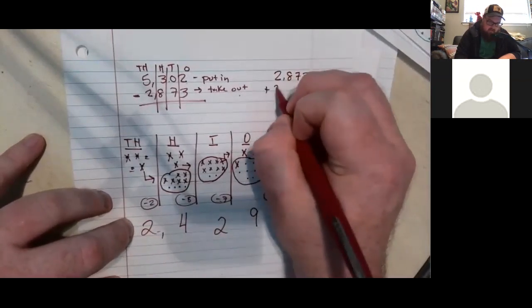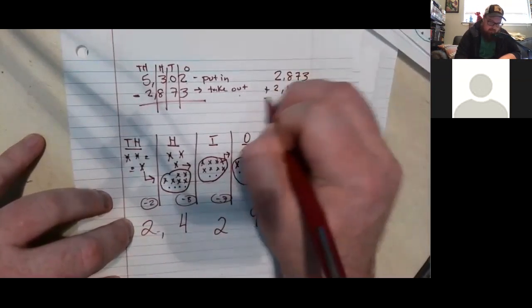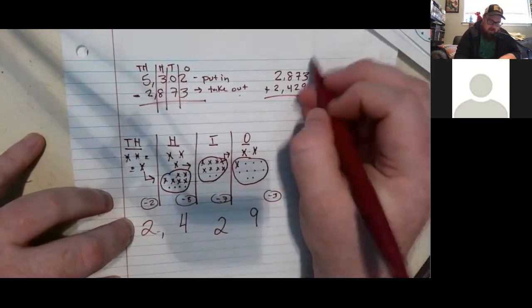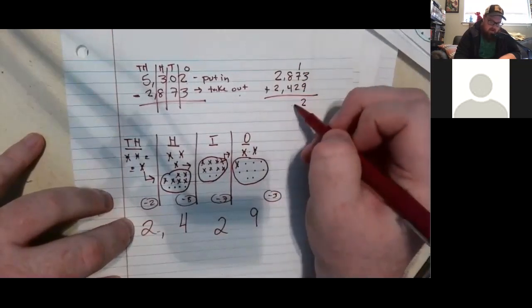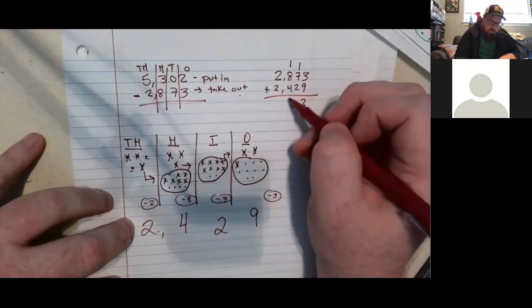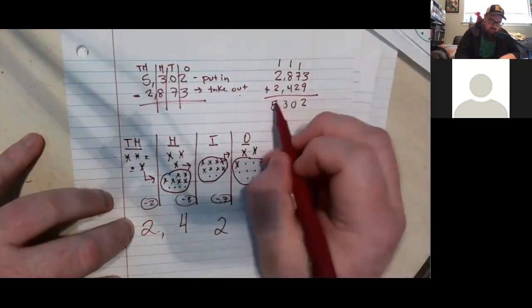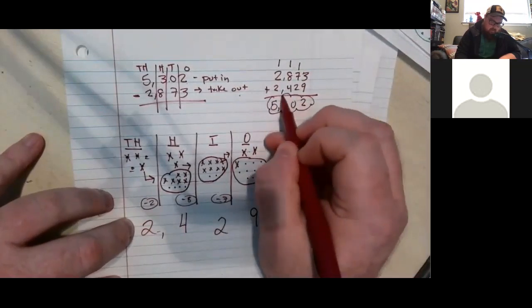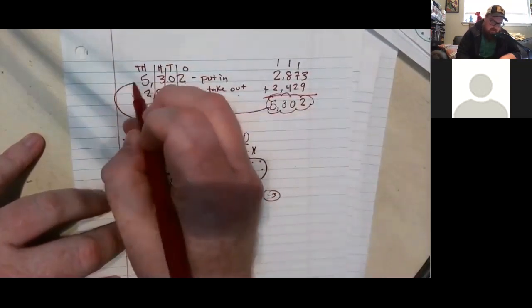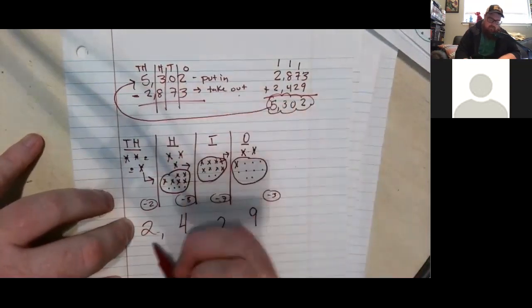2,873 plus 2,429. 9, 10, 11, 12, carry your 1, that's 10, carry your 1, that's 13, carry your 1, and that's 5. So this number matches our top, and all 3 numbers match.